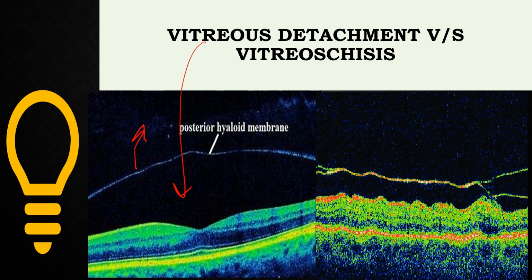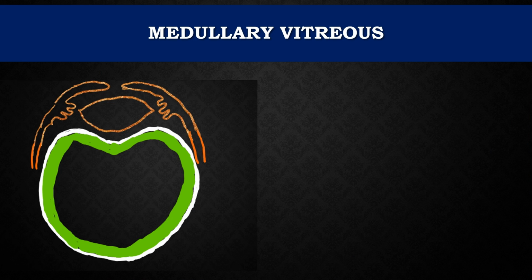However, sometimes there will be a plane of cleavage that develops within the vitreous cortex. That means there's a cleavage which is occurring within the vitreous cortex, resulting in these two hyperreflective lines that you see on the OCT. Okay, and this is known as vitreoschisis. So vitreoschisis is not really the complete detachment of the vitreous, but here the split is occurring within the layers of the cortical vitreous, and therefore you see these two hyperreflective lines on the OCT, and this is known as vitreoschisis. Okay, so I hope that is clear.